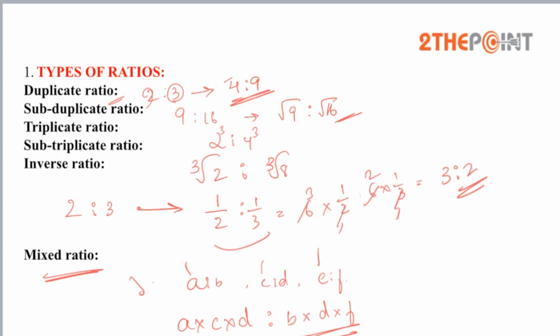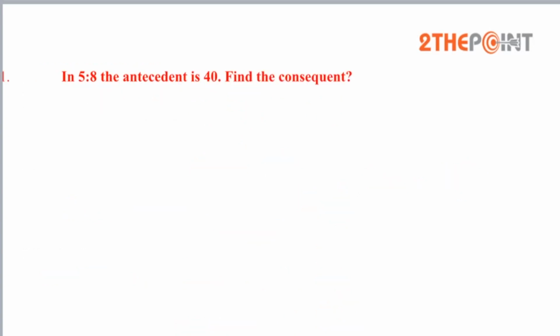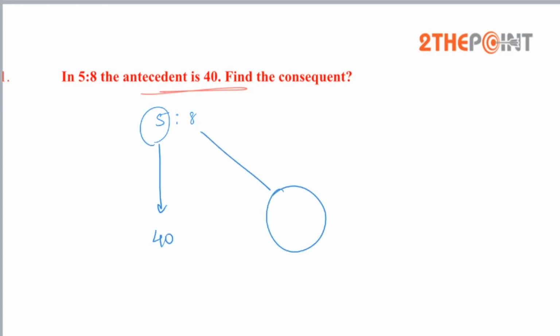Let's solve a few basic problems on ratios. In 5:8, the antecedent is 40. We have to find the consequent. Given 5:8 is the ratio and the antecedent is 40. You can see here 40 is divisible by 5, which is 8 times. So you have to multiply the other term by 8. That is 8 8s are 64, which is the consequent here.